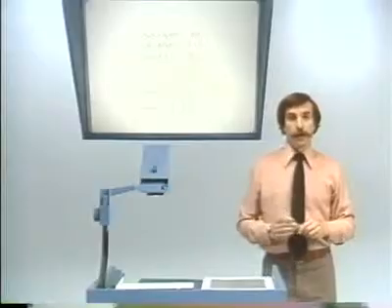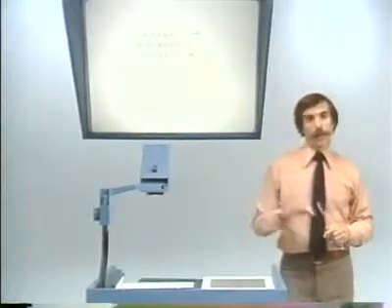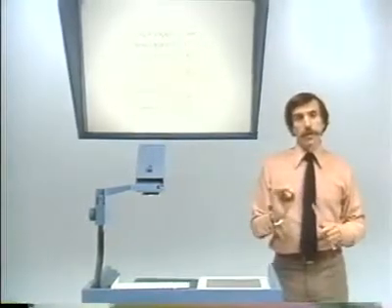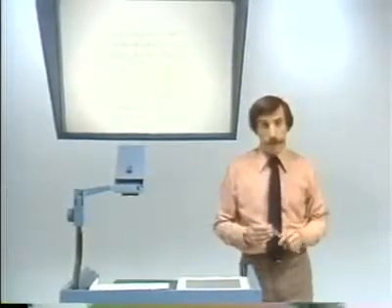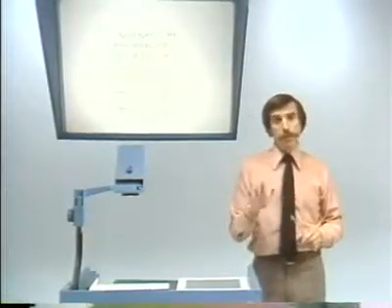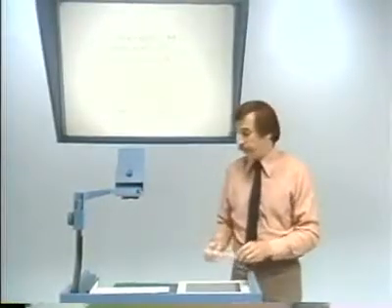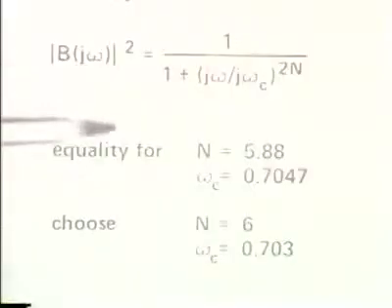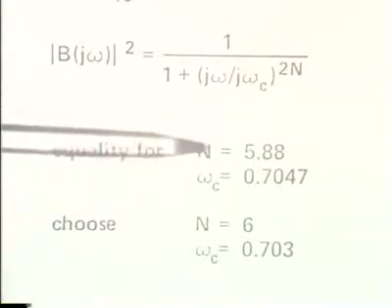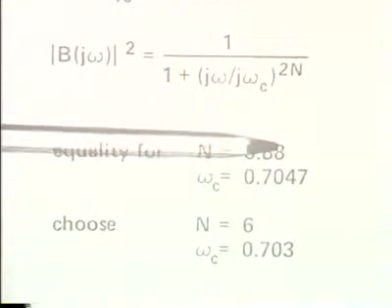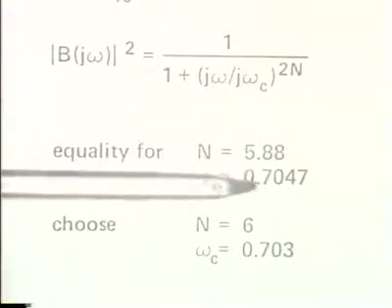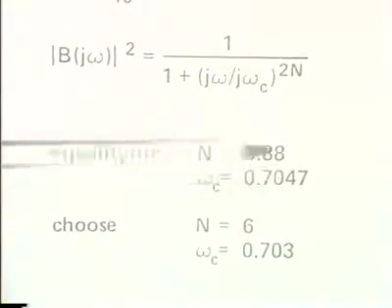Now, if you go through the associated algebra, let's say that you decide that you want to pick capital N and omega sub c to exactly meet those inequalities at the two frequencies 0.2 pi and 0.3 pi. What you'll find after going through the algebra is that they're exactly met if capital N is 5.88 and omega sub c is 0.7047.